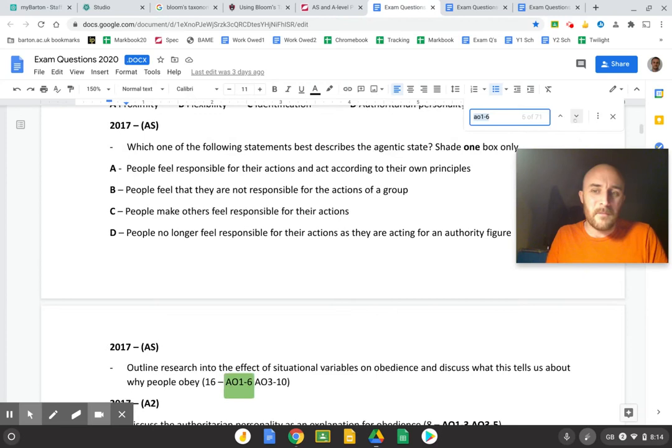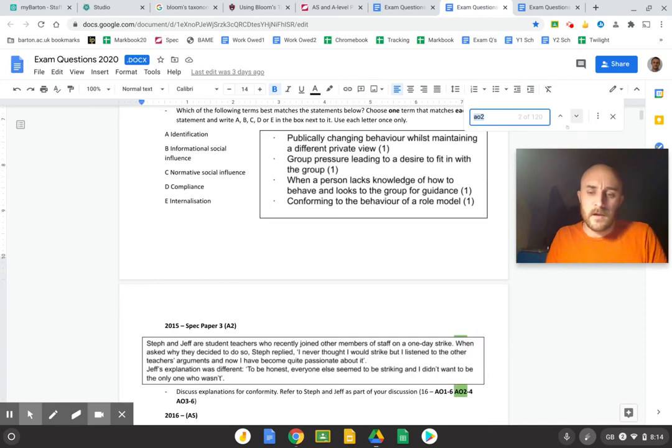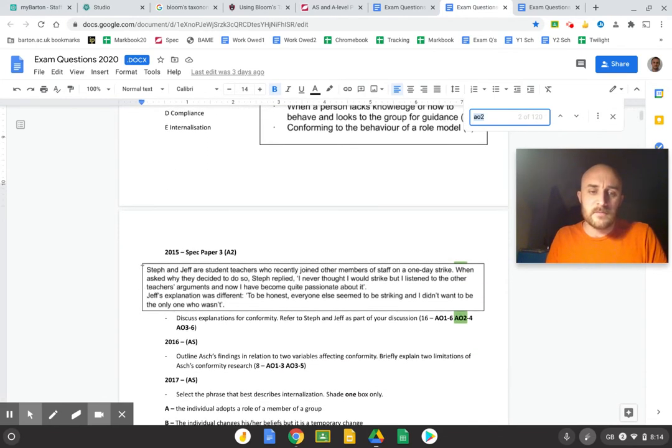How else might it come up? As you can see, AO1 at 6 comes up quite a lot, in 16 markers too. AO1's relatively easy. But here's what I want to show you with AO2. AO2 always comes with a stem. So, for example, as you can see, if I click on this one here, it is about Steph and Jeff. So the AO2 is actually only worth 4 marks here. You get many more marks for AO1 and AO3.